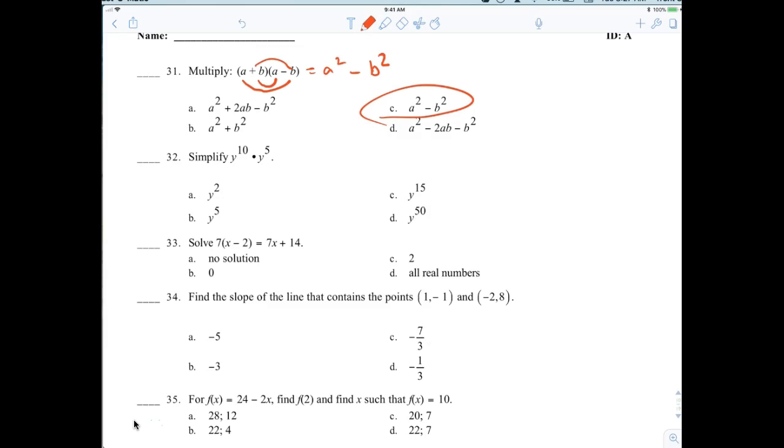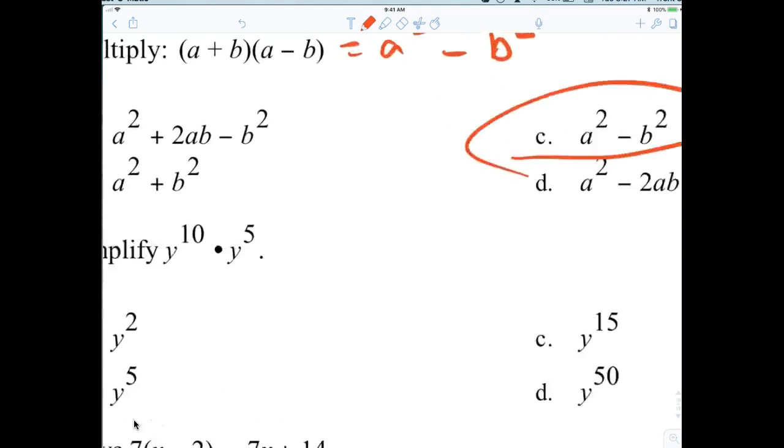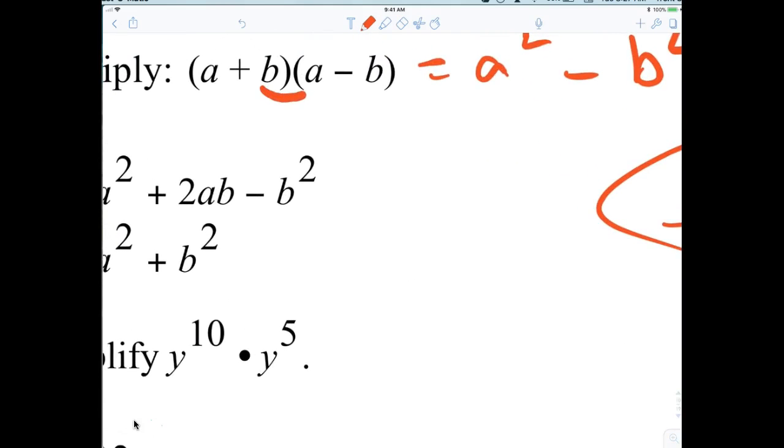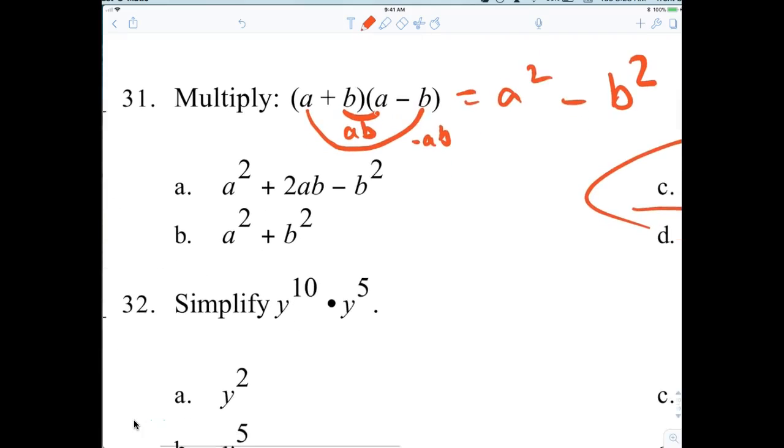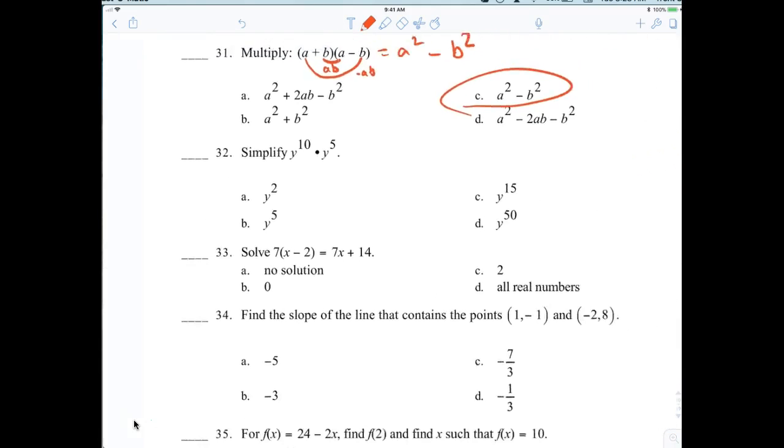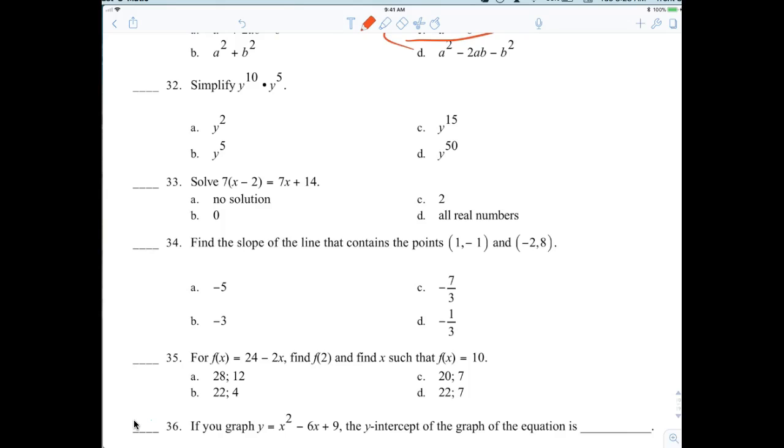What did you do with the b times the a? Okay, so let's look at that. Very important. Good question. Let's blow it up a little bit. This right here would be ab, correct? And this right here would be negative ab. So they cancel out. Okay. So here we go. Now, when you multiply, what do you do to exponents? You add them. And it's very basic. Everybody okay with y to the 15?